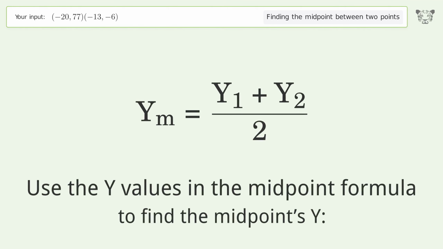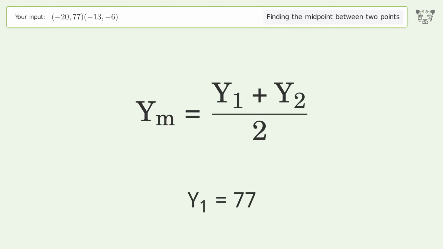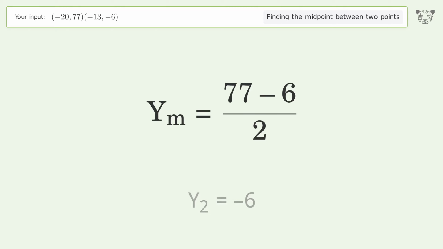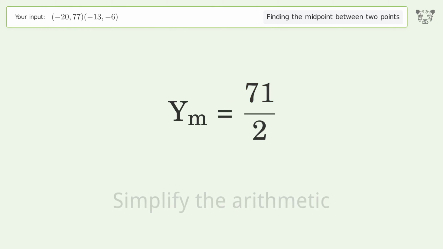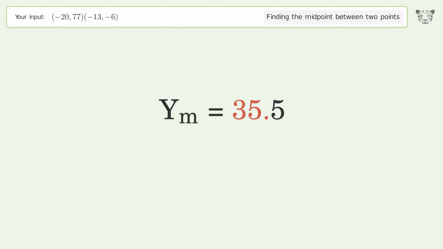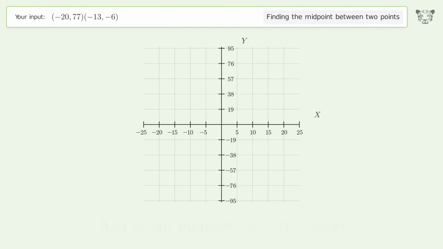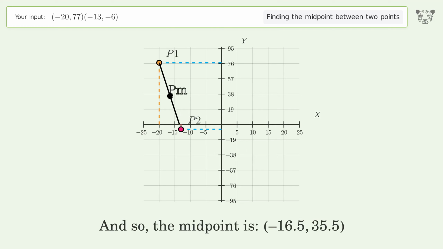Use the y values in the midpoint formula to find the midpoint's y. y1 equals 77. y2 equals negative 6. Simplify the arithmetic. And so, the midpoint is, negative 16.5, 35.5.